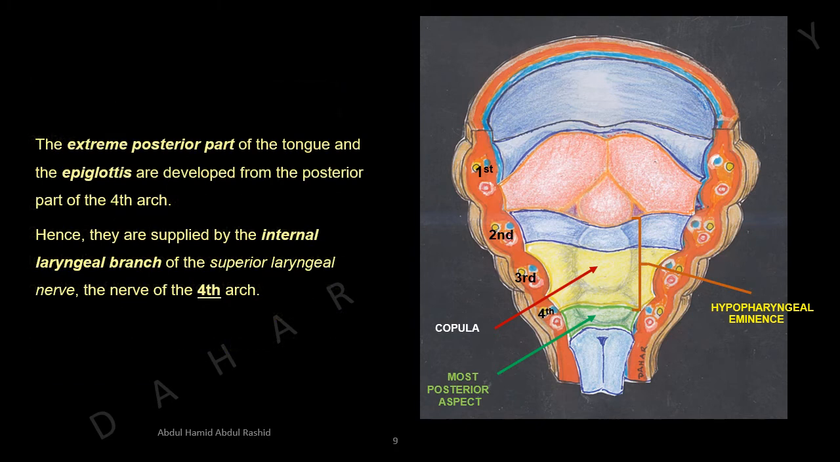The extreme posterior part of the tongue and the epiglottic area are developed from the posterior part of the fourth arch. Hence, they are supplied by the internal laryngeal branch of the superior laryngeal nerve, the nerve of the fourth arch.